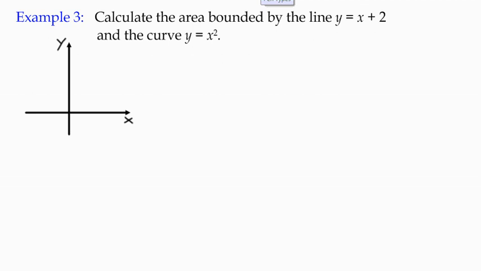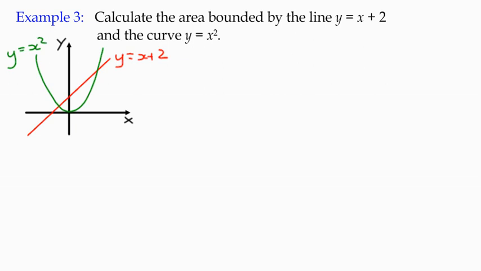Calculate the area bounded by the line y equals x plus 2. That's a line with a positive gradient of 1, cutting the y-axis at 2. So it's going to be something like that, a straight line, y equals x plus 2. And a curve y equals x squared, which of course is just a parabola with a turning point on the origin. Something like that. y equals x squared.